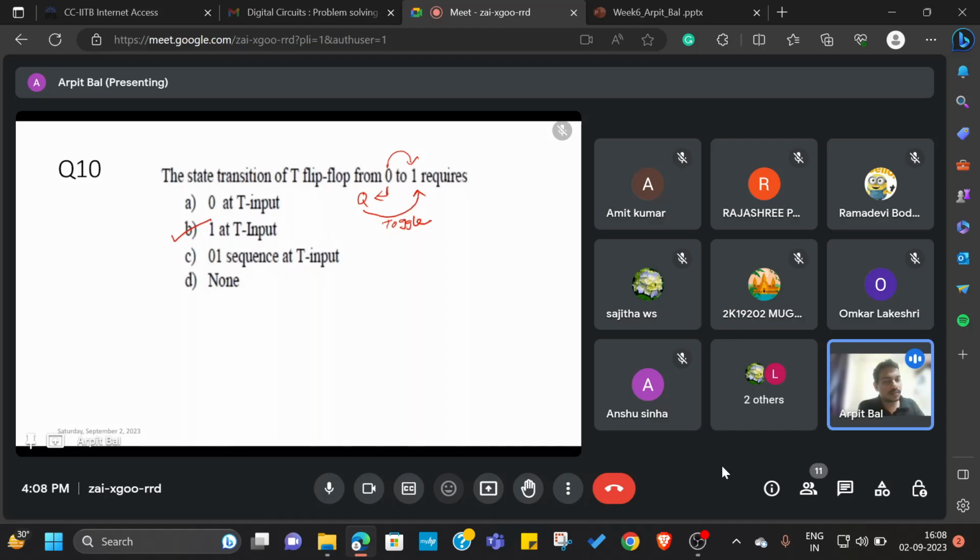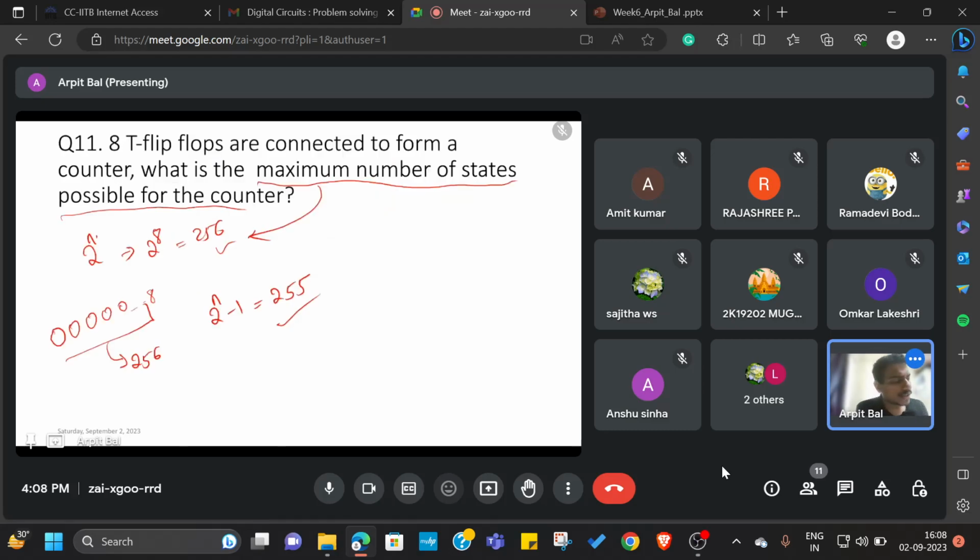The next question was related to the state transition of a T flip-flop from 0 to 1. If the state is already 0 and we needed to transfer it to 1, then a toggle flip-flop with T equal to 1 will toggle your state. So that is the answer to this question. And in the next question we were supposed to find out the maximum number of states possible for the counter. That is basically 2 to the power n, and in this case n was 8, that is 256.